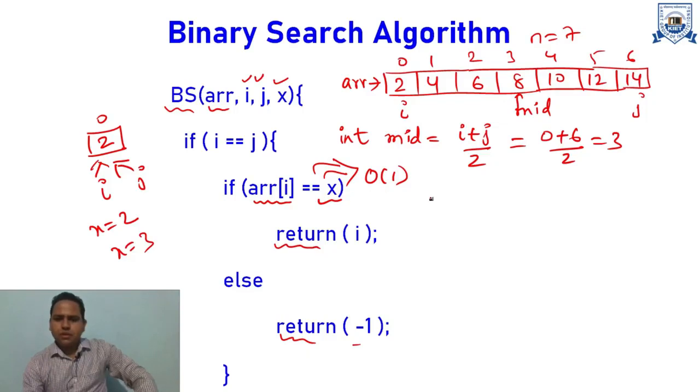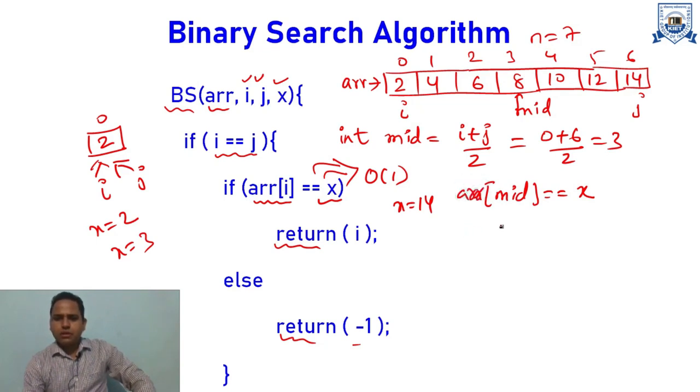Now suppose let's take the value of X as 14. Since the values of I and J are not equal, we'll move to the else part. If they are equal, we enter the if; if I and J are not equal, it has more than one element, so we'll move to the else part. In the else part, what will happen? We compare ARR of mid with our X.